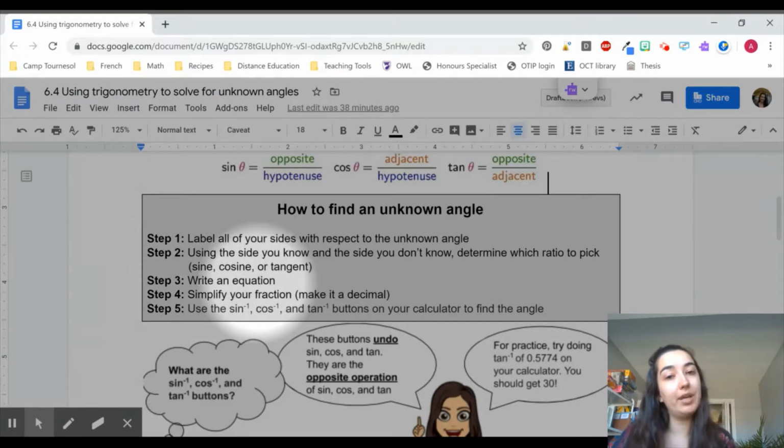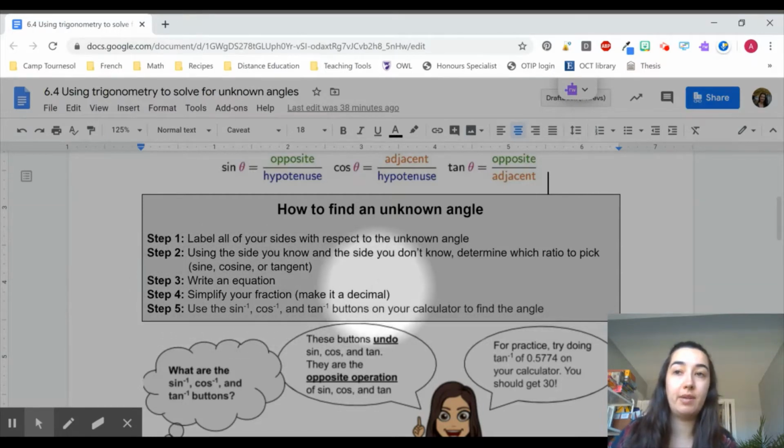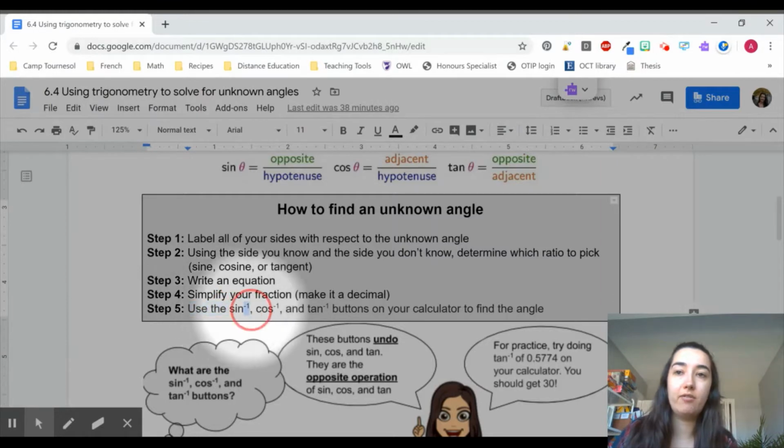And then this is where it's going to get a little bit different because we are going to have to simplify our fraction and make it a decimal. And then we're going to have to use these buttons, these sine inverse, cosine inverse, and tan inverse buttons. That's what they're called, sine inverse, cosine inverse, and tan inverse buttons in order to find the angle.